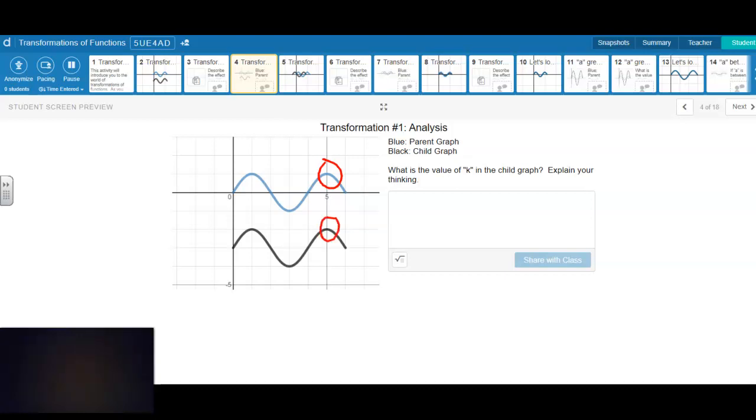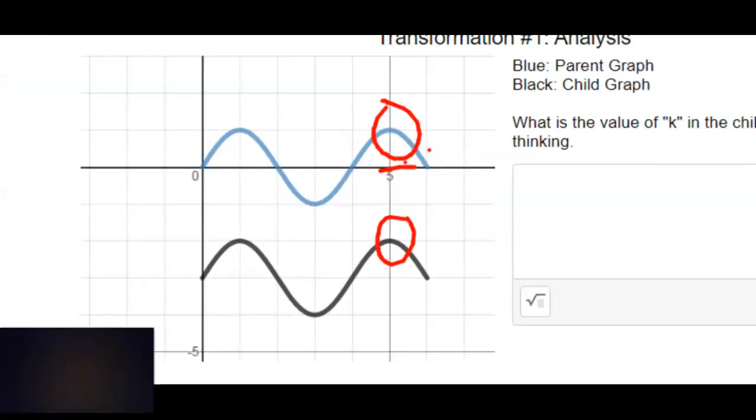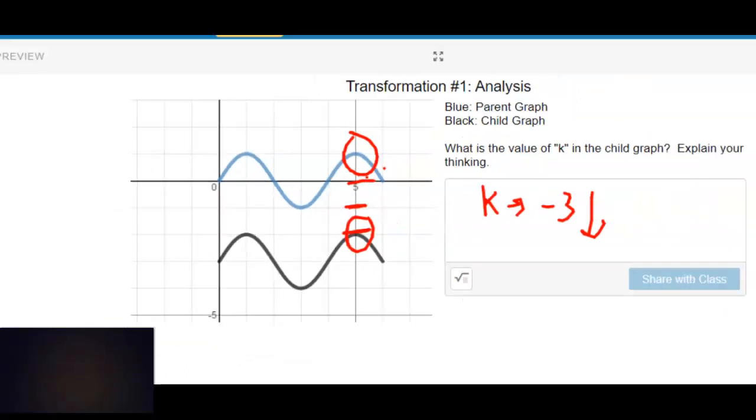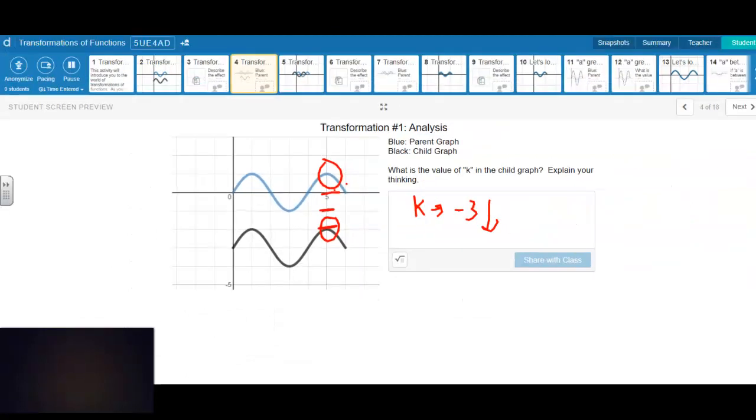and count the number of spaces. So it's 1, 2, and then 3. So in this case, since we're going down, k is going to be negative 3. You just count the number of spaces. Okay, so let's move on.